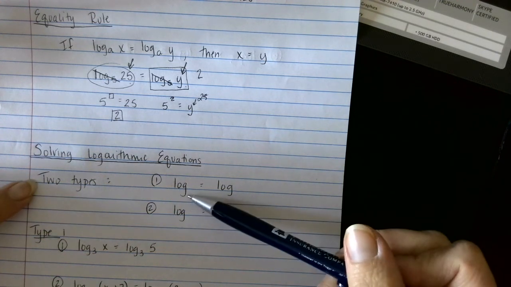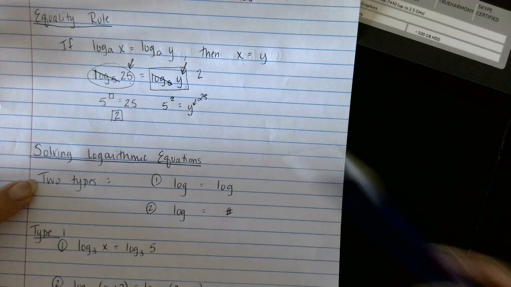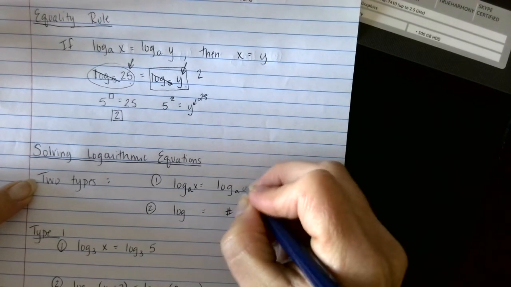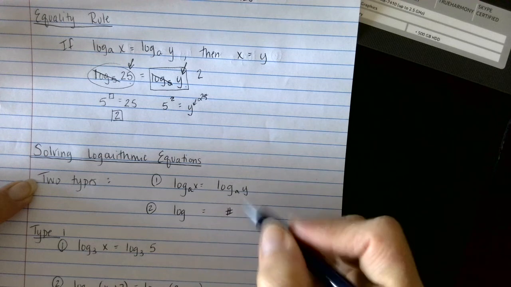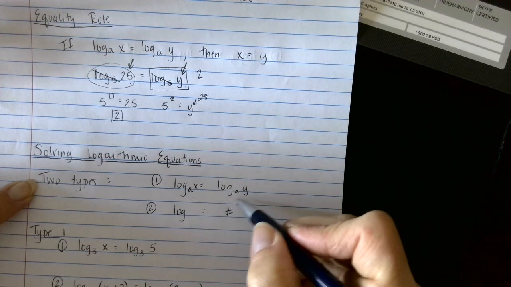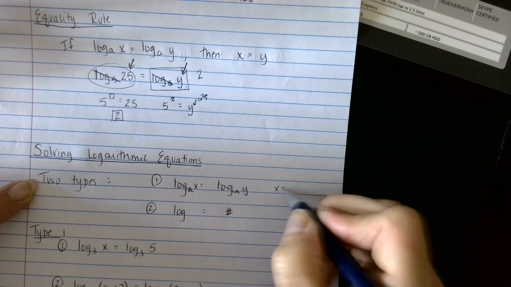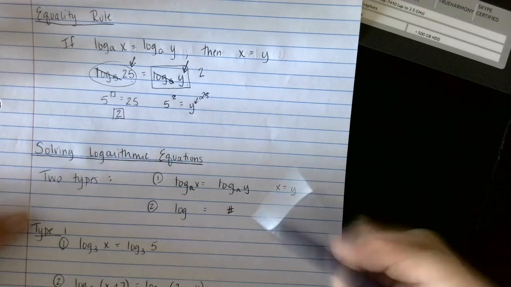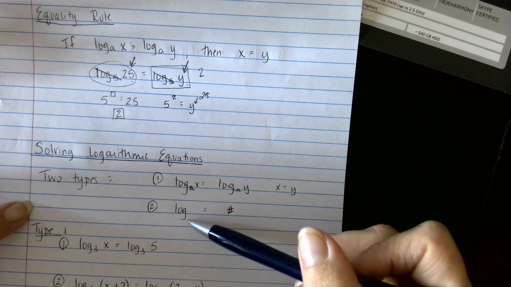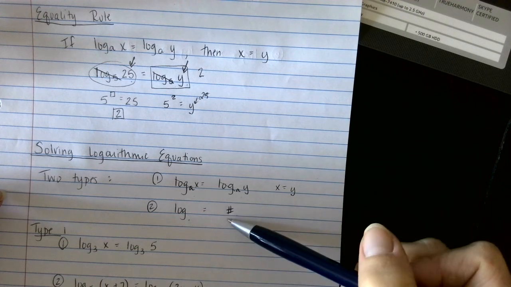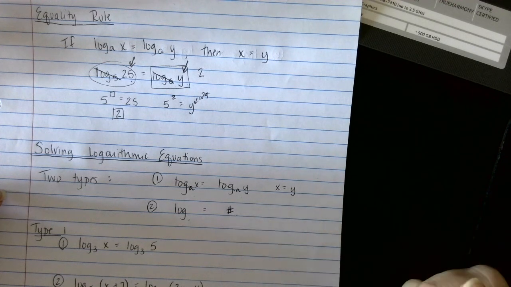One type is where you have a log on the left and a log on the right. Now you're going to have a base. You're going to have a value. And then we're going to cancel the two logs out. So if we have a log on the left and a log on the right, we get rid of them, and then x equals y using the equality rule. My second type is where I have one logarithm on either the left or the right, and then I have a specific value, like a number over here. So we'll look at some of those.